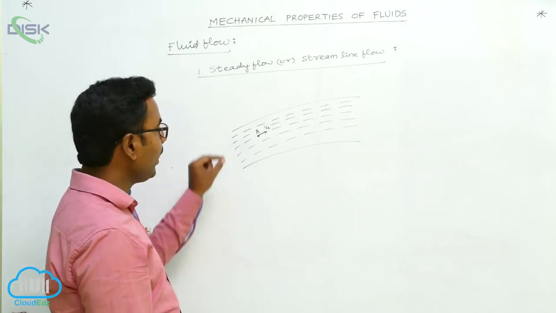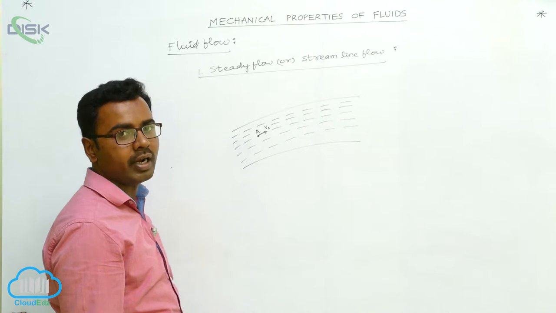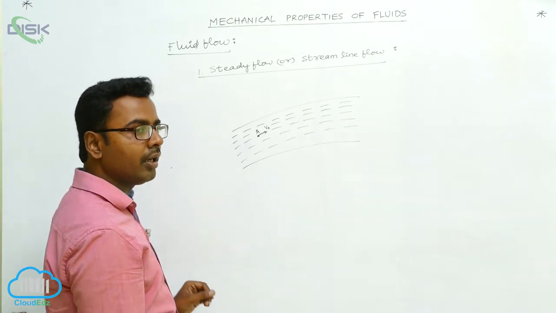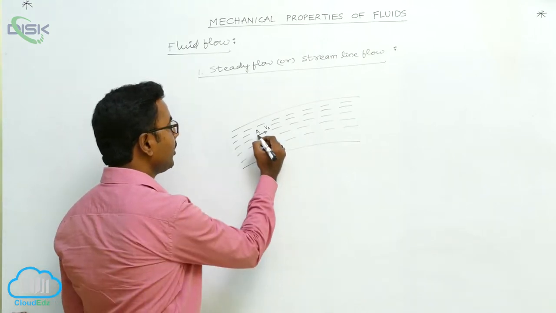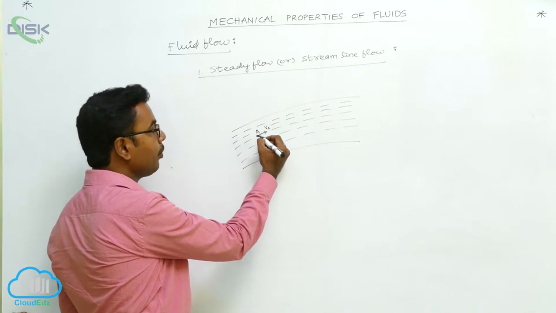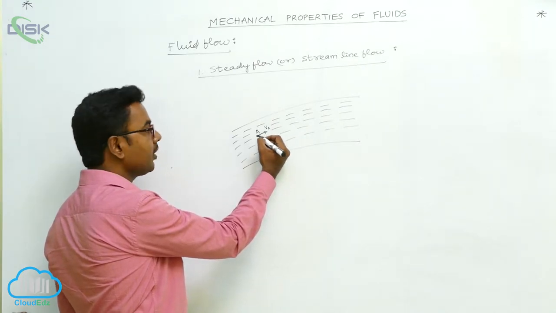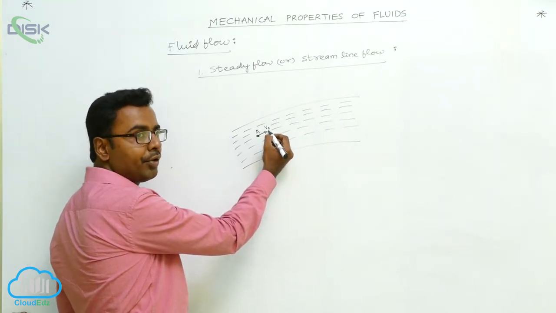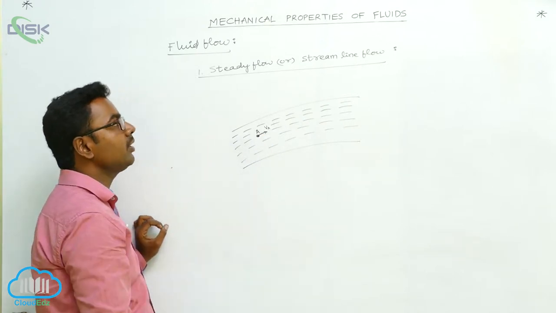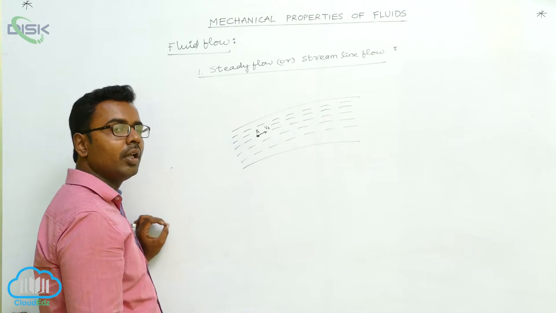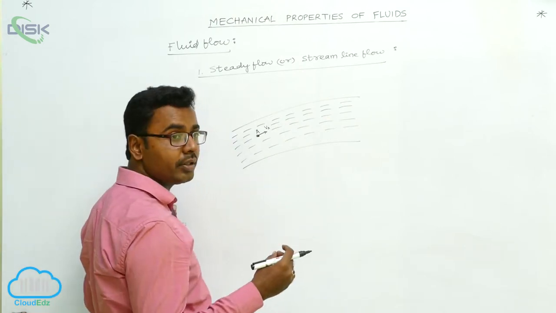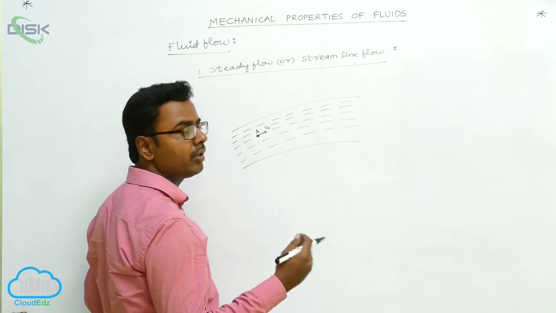Means in a steady flow, at a particular point, velocity is constant. Velocity constant means it is constant in magnitude and direction also. So at point A, the magnitude of velocity is VA and this is the direction. So every particle crosses the point A with the same magnitude VA and in this direction only. Such a type of fluid flow is the steady flow. In steady flow, at every particular point, velocity is constant. But this velocity may change from one point to another point.